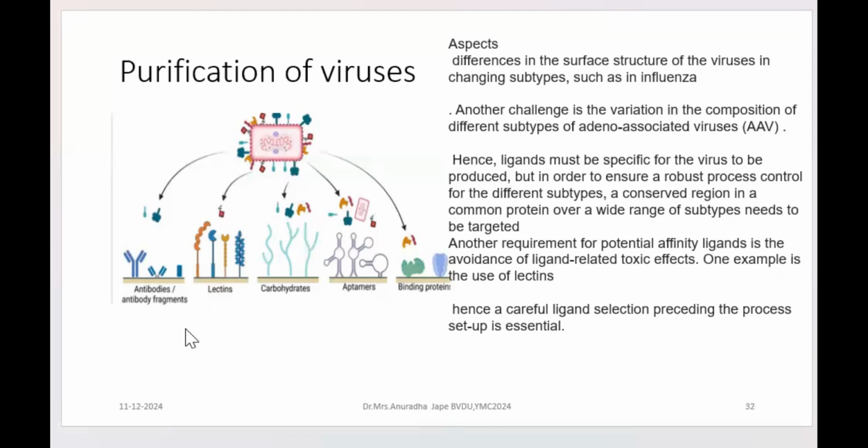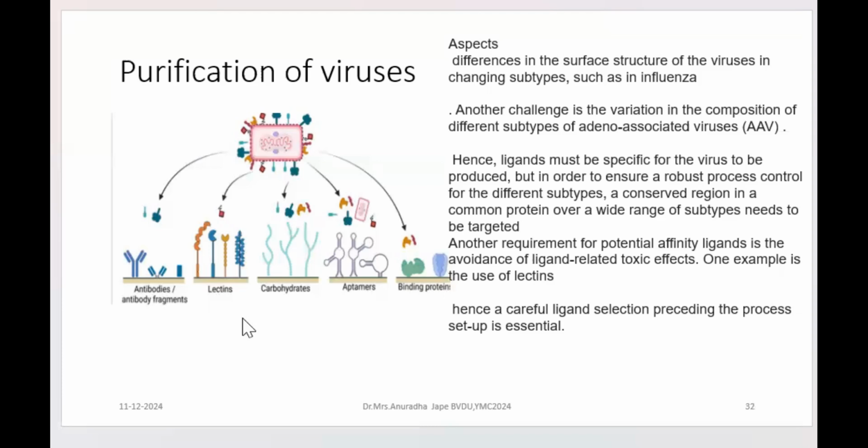But beyond that, you have to select the specific ligand which is appropriate for the given virus subtype or variant. Another requirement when you are talking about purification of viruses: here I have mentioned lectins, but when you are using it for preparation of a pharmaceutical product, that is a vaccine, to be introduced into animals or human beings, you have to check for potential toxic hazards. If along with the viral component which you are introducing as the vaccine, lectin particles also come along, then it might lead to toxic effects, right?